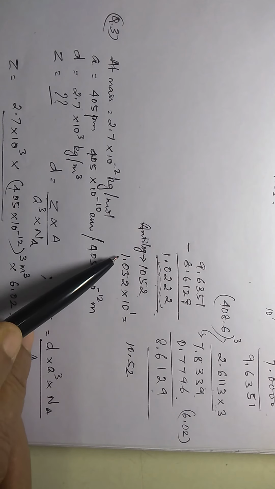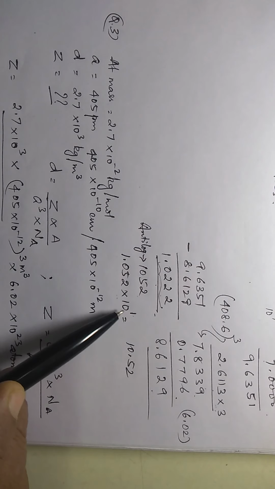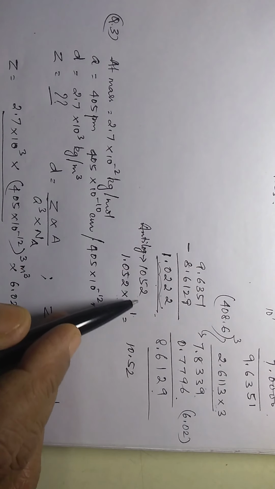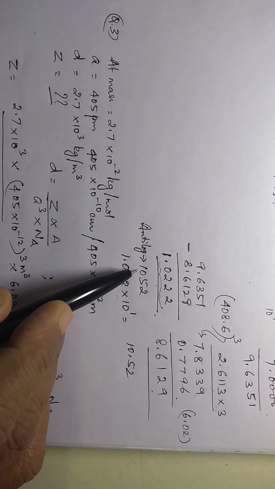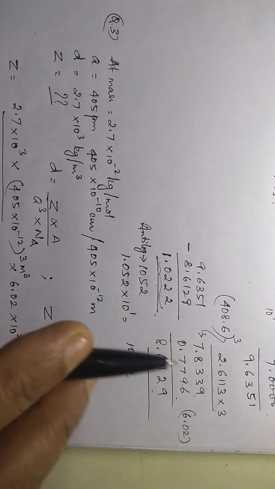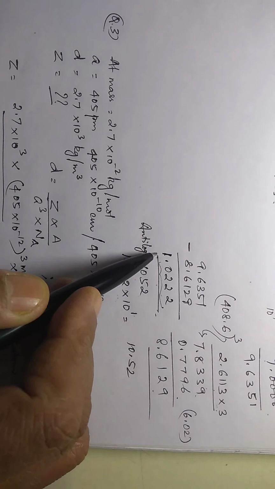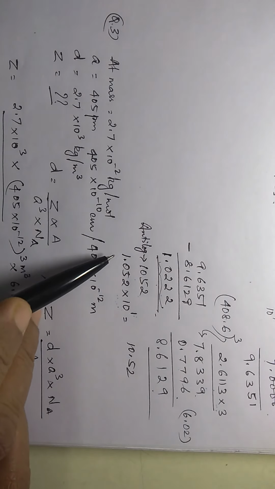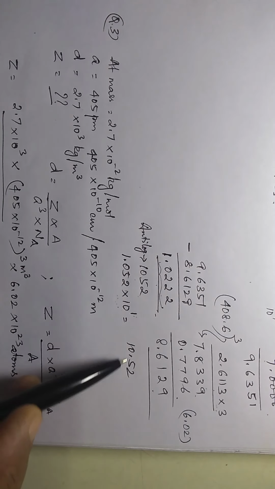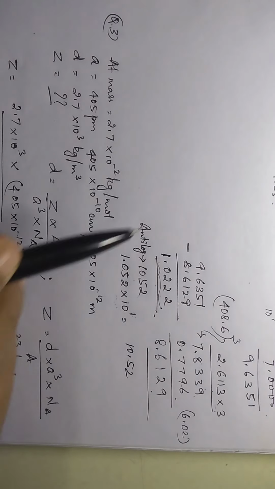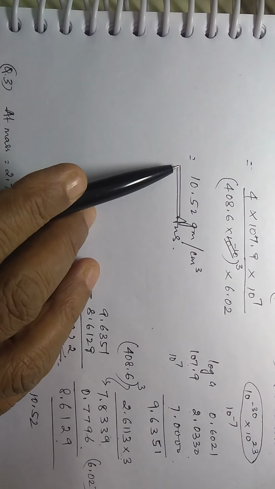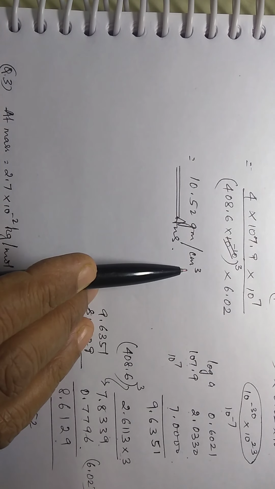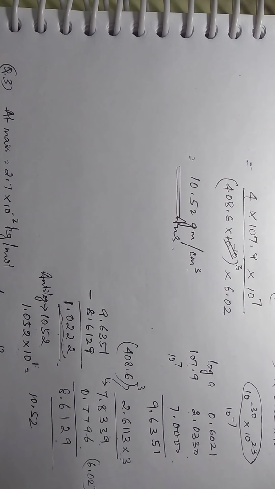So that is coming out to be 1.052 into 10 power 1. How did this 10 power 1 come? Whatever is the number here, once you find out the antilog, what do you have to do? After the first digit, put a decimal point. Then whatever number is here, that has to be put as the power of 10. So you're getting 1.052 into 10 power 1, or it is 10.52. So the density of silver is 10.52 gram per cubic centimeter. Right? So this is your answer.